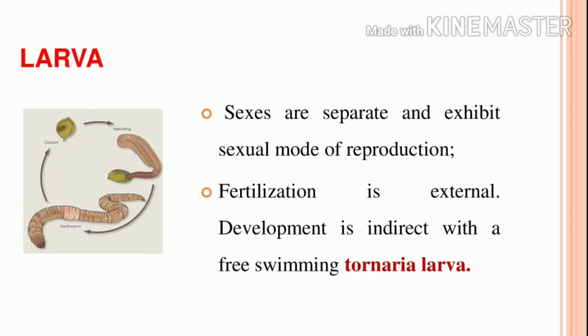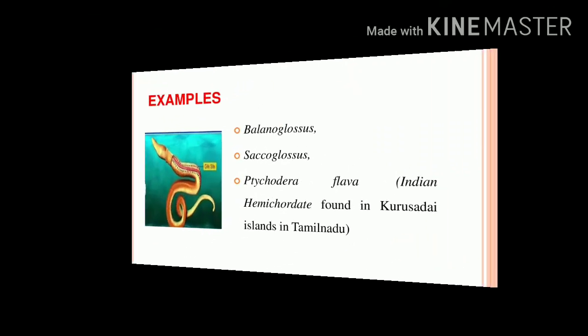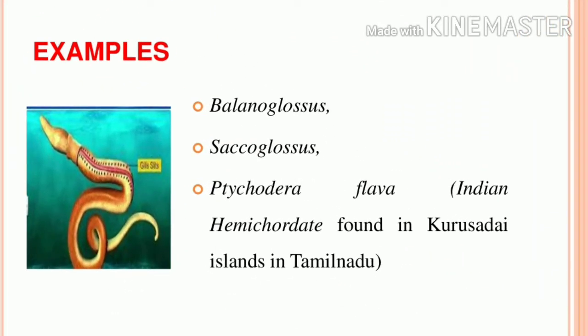Next we study the examples of hemichordates: Balanoglossus, Saccoglossus, and Ptychodera flava. The Ptychodera flava is the Indian hemichordate. Note it down, where it is found. It is found in the Krusadai Islands in Tamil Nadu. Okay, in Tamil Nadu, that is the islands of Krusadai, where the Indian hemichordate is found.